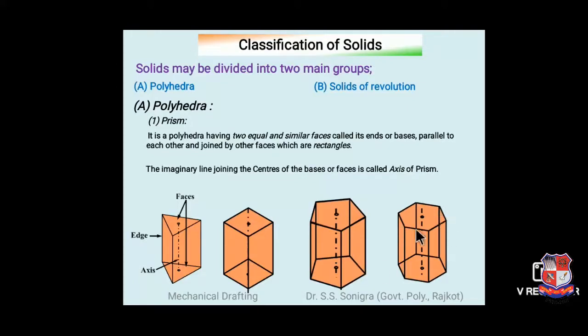Similarly, this is a hexagon. So these straight lines by which these regular polygons are joined, that is called the edges. And this plane is called a face of this prism. The imaginary line joining the centers of the upper regular shape and lower regular shape is called the axis of this prism. This is a triangular prism, this is a triangular face, this is an edge, this corner is edge 1, 2, 3, and this is the axis of this solid, and these are the faces. This is a rectangular face, this is a square prism, this is a pentagonal prism, and this is a hexagonal prism.